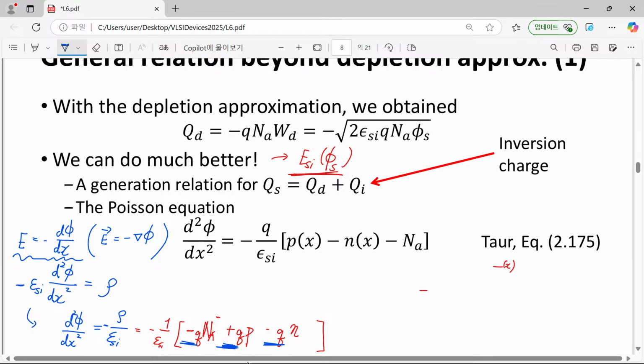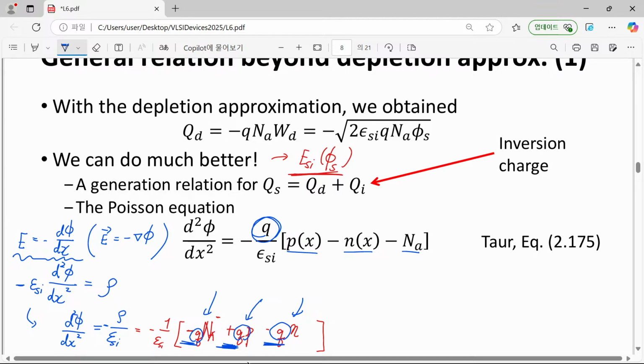All of these three terms have a common factor Q, so that can be pulled out. And now you have P minus N and minus NA. It originated from Q, P, N, NA. So now you understand. Although there is no solution for this Poisson equation, at least you can understand this is just the Poisson equation we have to consider.